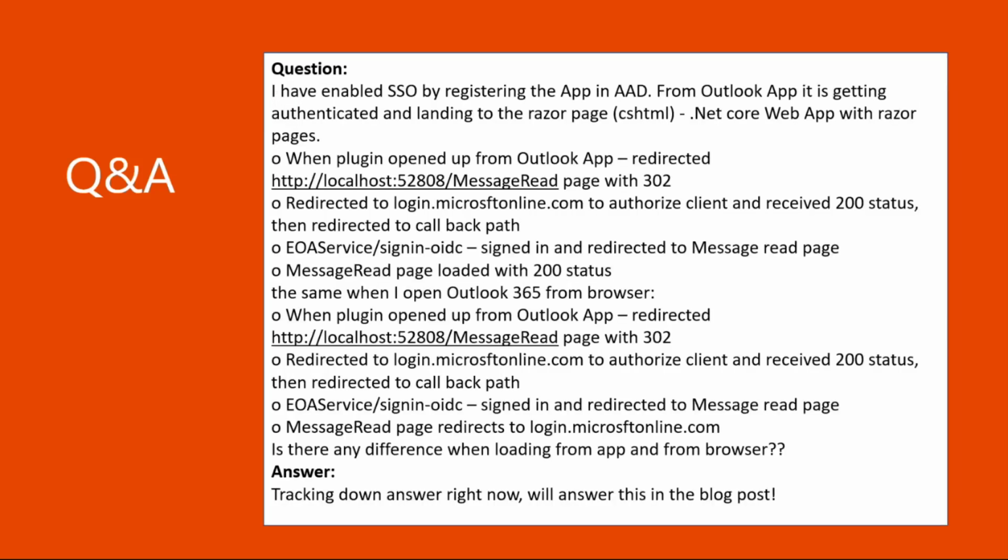This one was a bit longer, so I'm not going to read the full question, but it will be in the PowerPoint file and in the blog post for anyone interested. The gist is that they have enabled SSO by registering the app in AAD. From the Outlook app, it's getting authenticated and landing on the Razor page. They were just curious if there's any difference when loading from the app and from the browser.